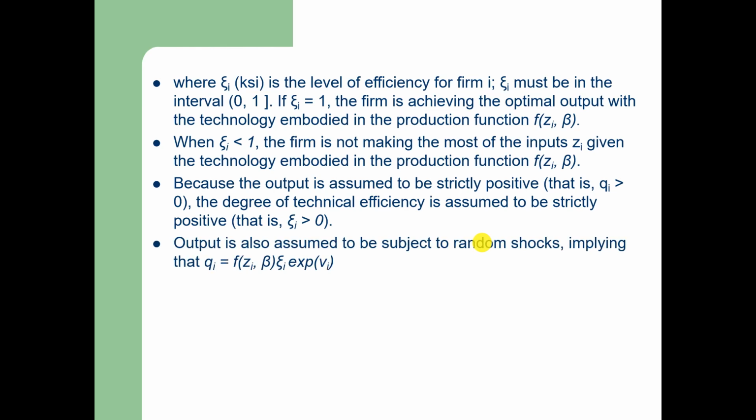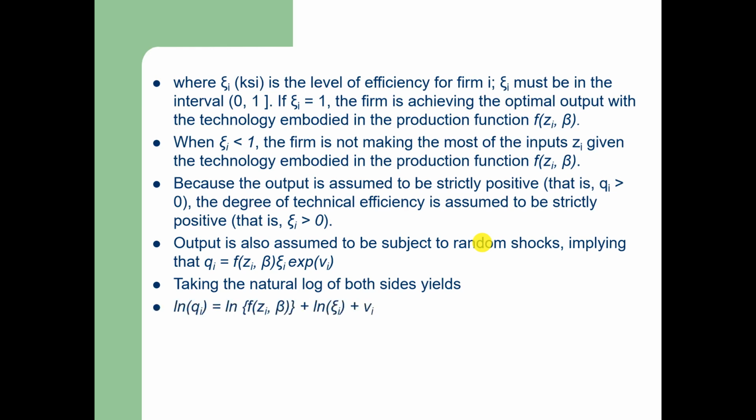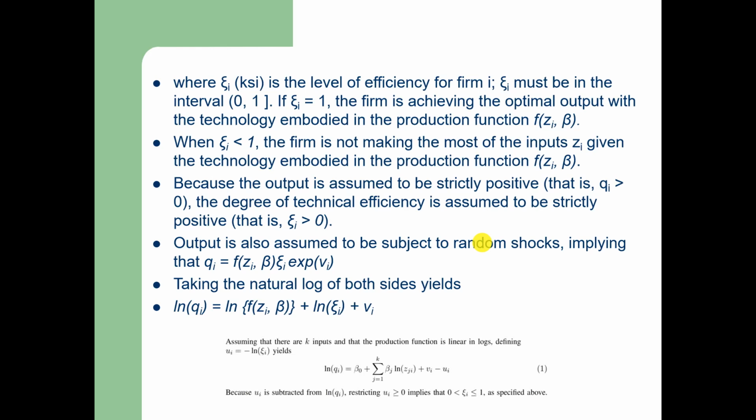Output is also assumed to be subject to random shocks, implying that qi is given by f of zi beta times psi i times e raised to the power vi. And in order to simplify it, we will take natural log on both sides of this function, and that will give us natural log of qi equal to natural log of f of zi beta plus natural log of psi i plus vi.